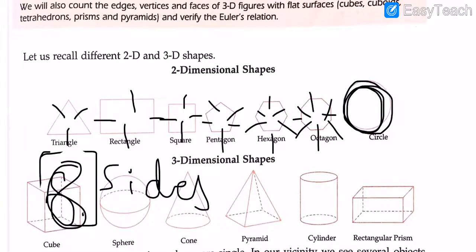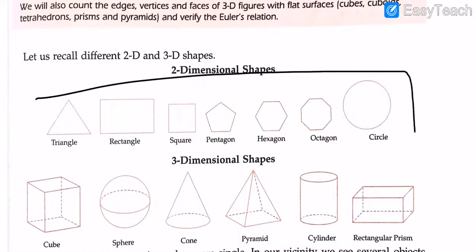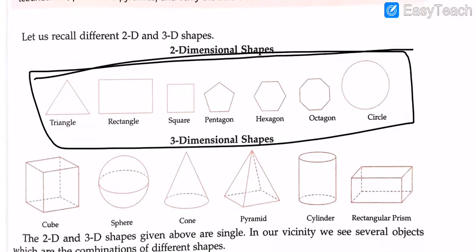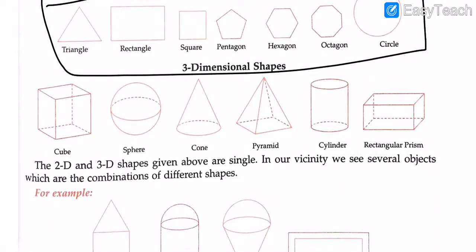Similarly, these were 2D shapes. All of these were 2D shapes, right? I'm going to disclose it afterwards, okay? Now, let's talk about 3D shapes. Cube, a sphere. So, a square over here.